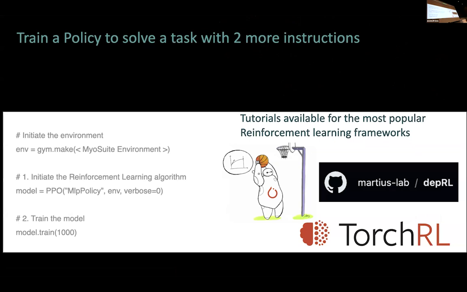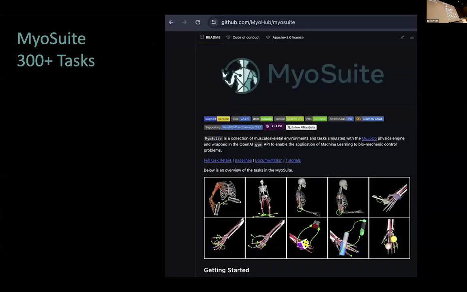So this platform is compatible with most of the reinforcement learning frameworks. We have tutorials to show you how to use the most common, that is Stable Baselines, TorchRL, and DEP-RL, but in principle, the platform through the Gym API can be compatible with any other reinforcement learning framework. We provide more than 300 tasks to be solved. But this is just scratching the surface of the variety of tasks that you can solve through musculoskeletal models. But I want to show you how simple it is to add tasks.